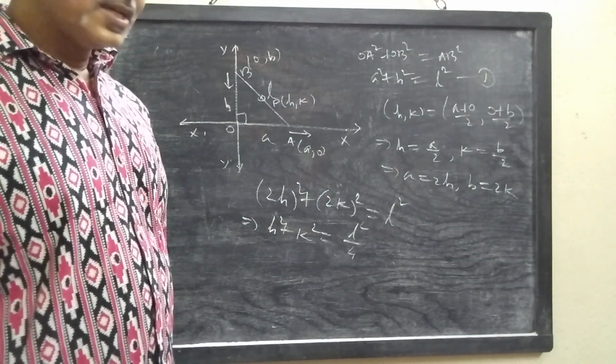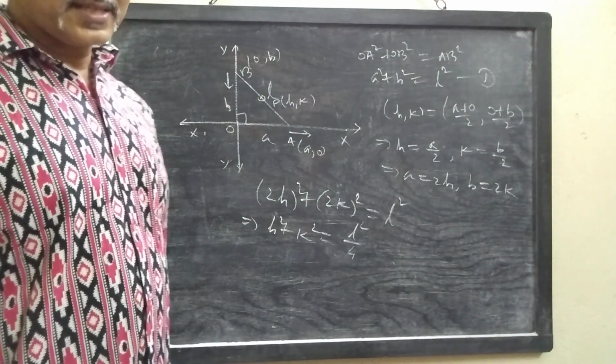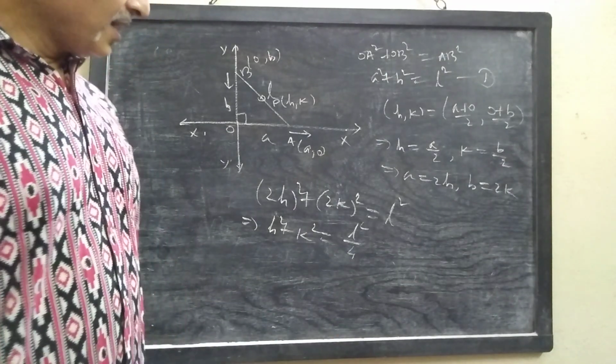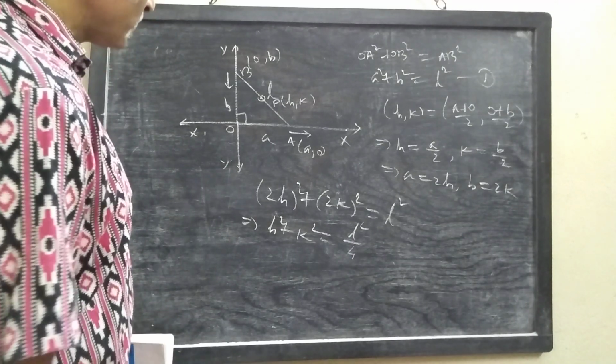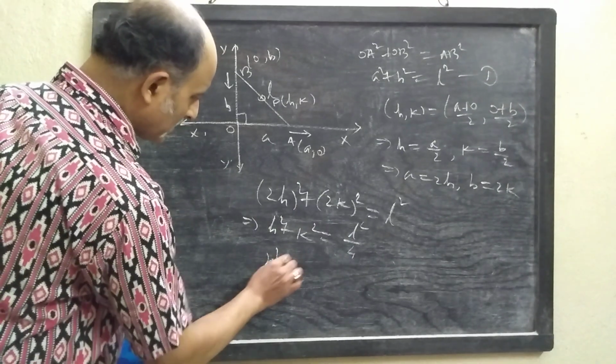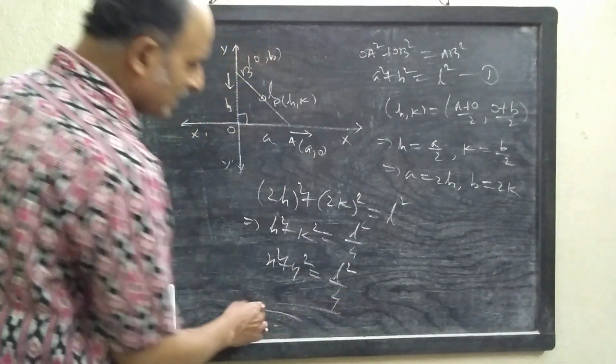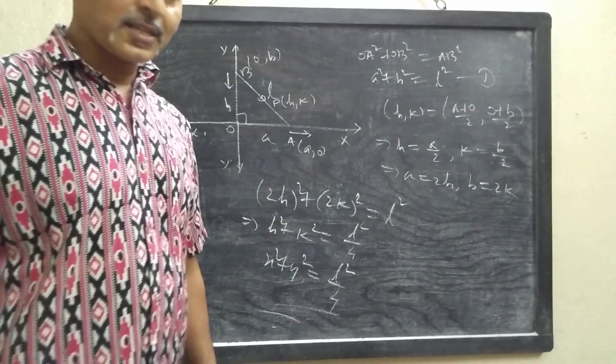What we have to do now? Just substitute h by x and k by y to get the equation to the locus. So, write down. Hence, the equation to the locus of the midpoint of the rod is x square plus y square equals to L square by 4. Look, this is the equation of a circle.